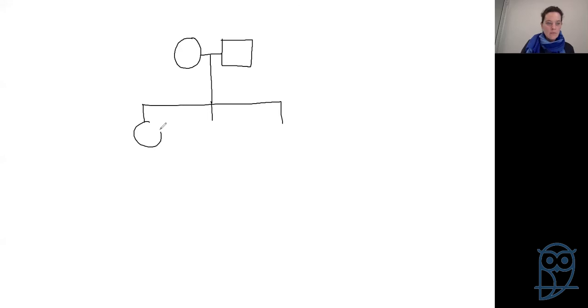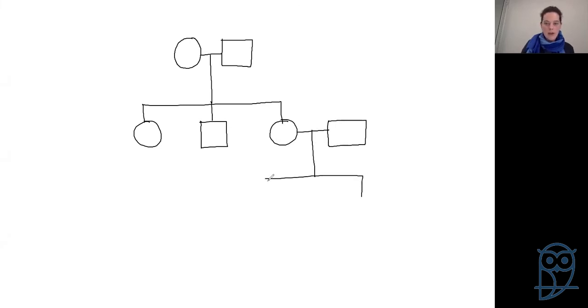So let's look at eye color for the fun of it. So this is our pedigree diagram. So we have a female and a male. They have kids. One girl, 1 boy, another girl. She gets married to a man, they have babies, and they have 2 girls.